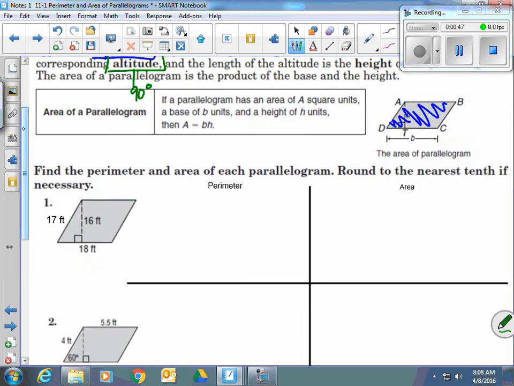Okay, so on your formula chart, you can get one of those formula charts up here, and you should have one in your journal. We're going to be using these a lot. You'll notice that the area of a rectangle and the area of a parallelogram is the same. Area equals base times height.